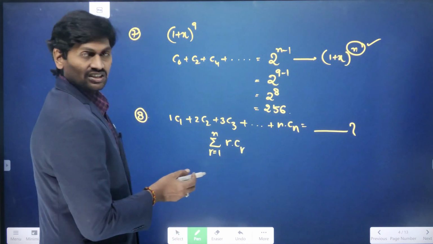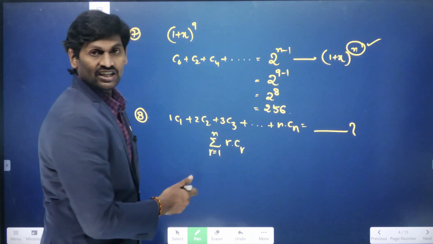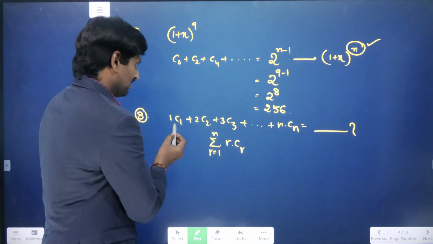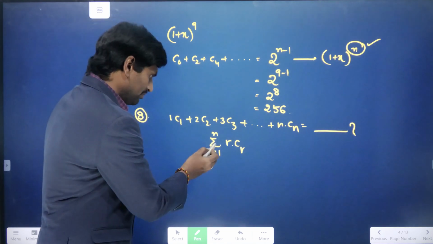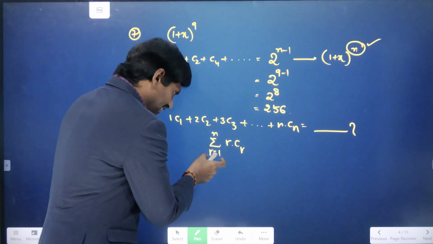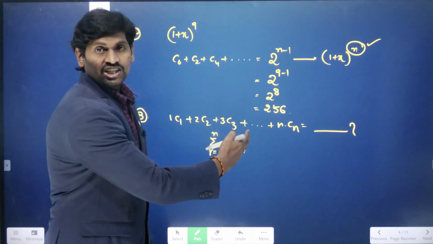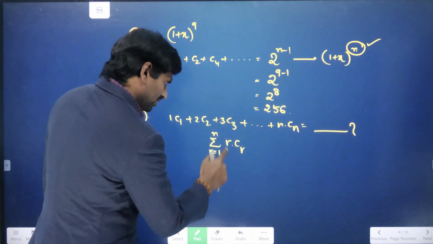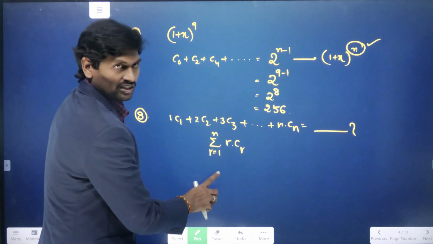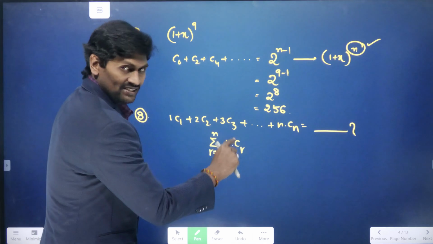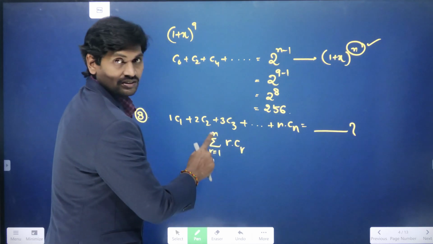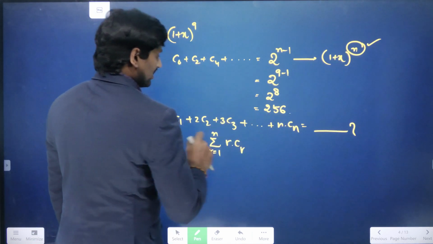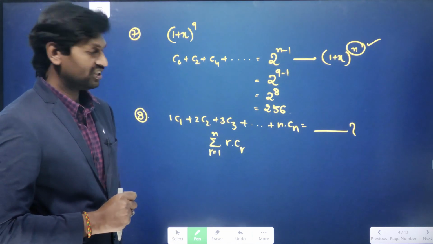Now see here, this entire expansion we can write like this. In the place of r, if I write 1, 1C1. Sigma means sum of, that means first term to nth term. First term plus second term plus third term and so on, n terms we should add. So if you are writing the first term, in the place of r we should write 1: 1C1 plus 2, 2C2 plus 3, 3C3 like that will come. So this entire expansion we can write like this. Right.